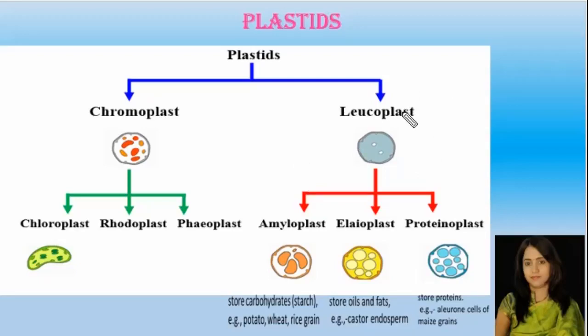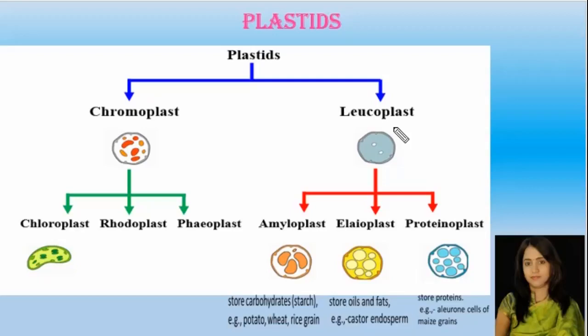As I said, the leukoplasts mainly store food material and occur in the cells which are not exposed to sunlight. For example, in plants, the seeds are not exposed to sunlight. The underground stems are not exposed to sunlight. The roots, tubers and rhizomes are also not exposed to sunlight. Hence, in such parts, these leukoplasts are present.